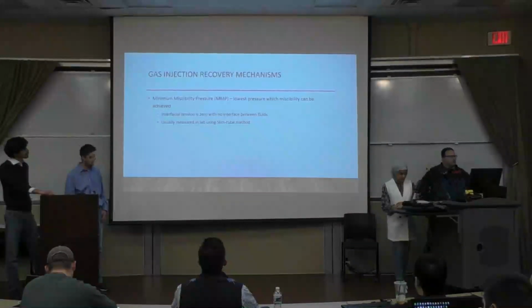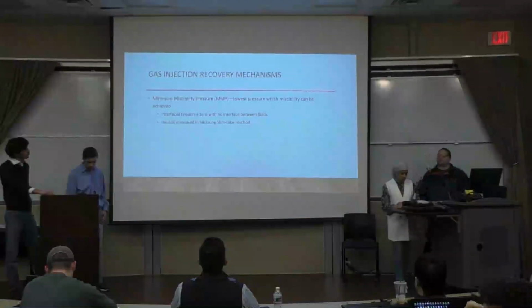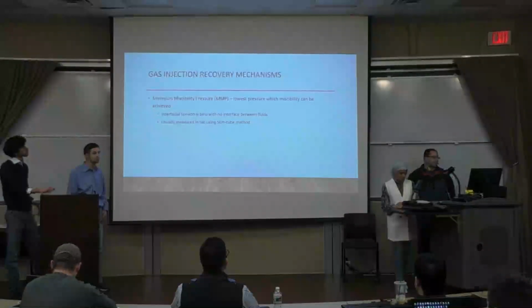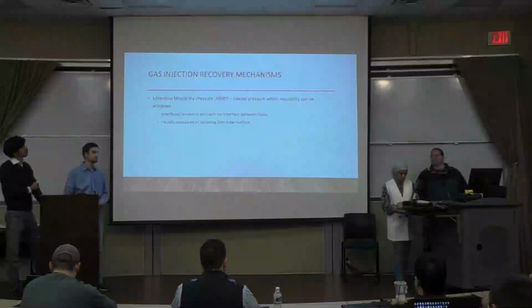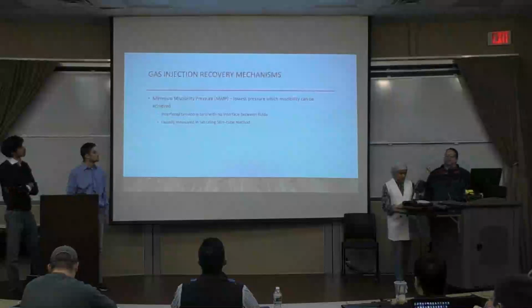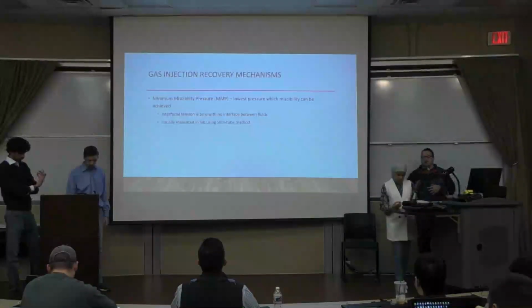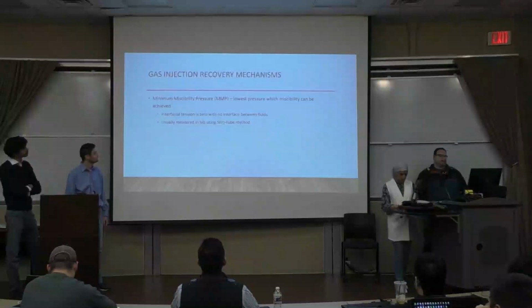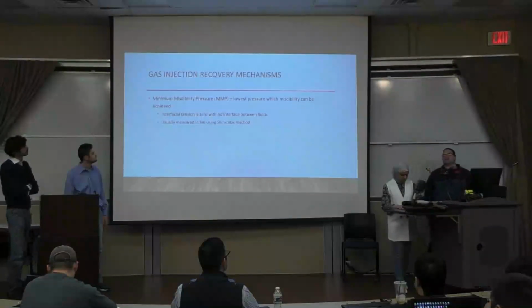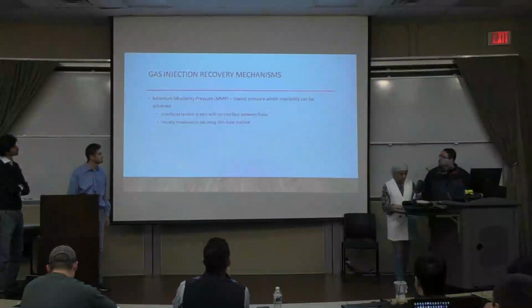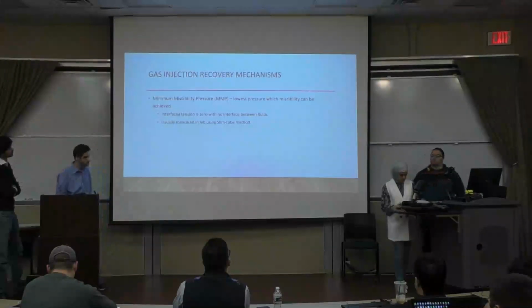As we discussed, minimum miscibility pressure is the lowest pressure at which miscibility can be achieved. Basically, once we reach this pressure, the interfacial tension between the reservoir crude and the injected gas is 0, and therefore they're able to mix. And we can know this ahead of time because it's easily measured in a lab setting using the most popular slim tube method.